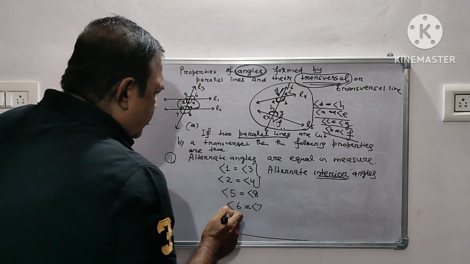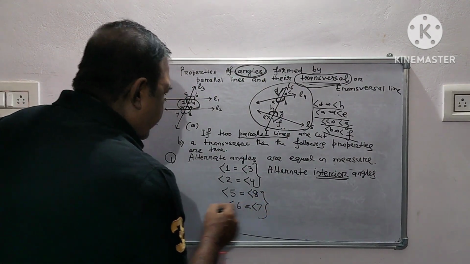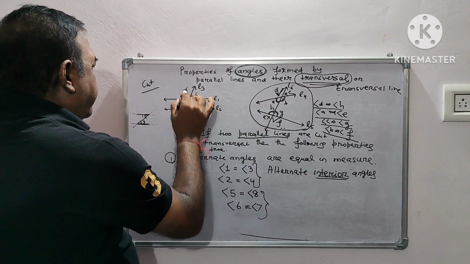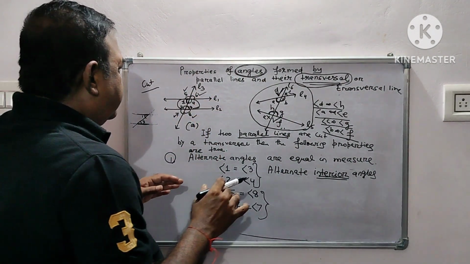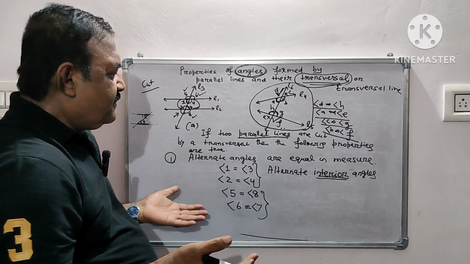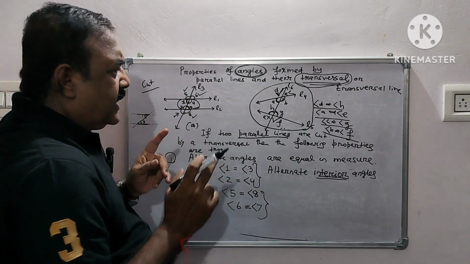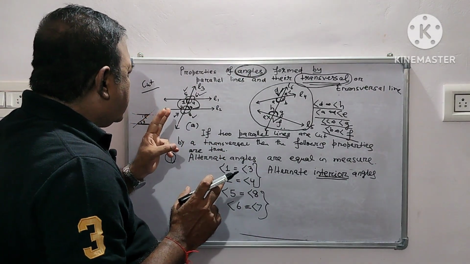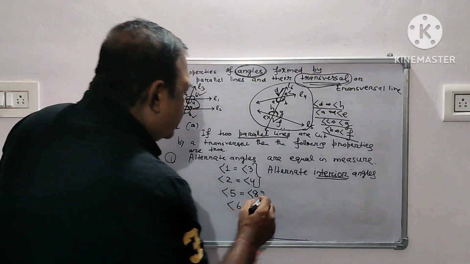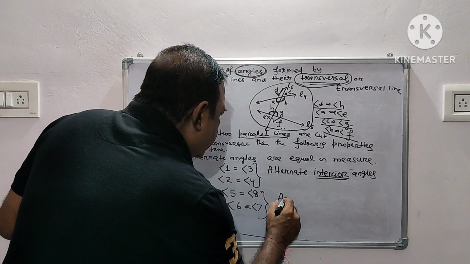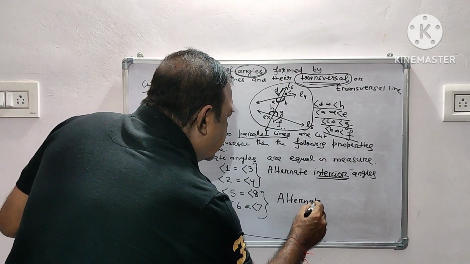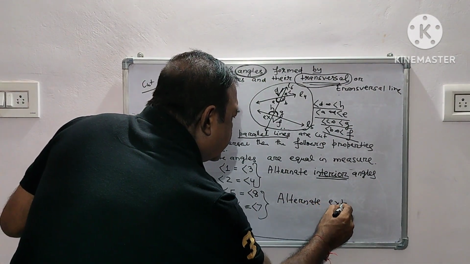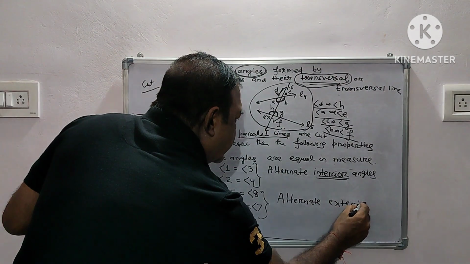Okay? Then you come to these 2 angles. Angle 5, angle 8, angle 6, angle 7. They exist, but in the outside. So there are also alternate angles. There are also 2 pairs of alternate angles. But if you write, you may write like this: alternate exterior angles.